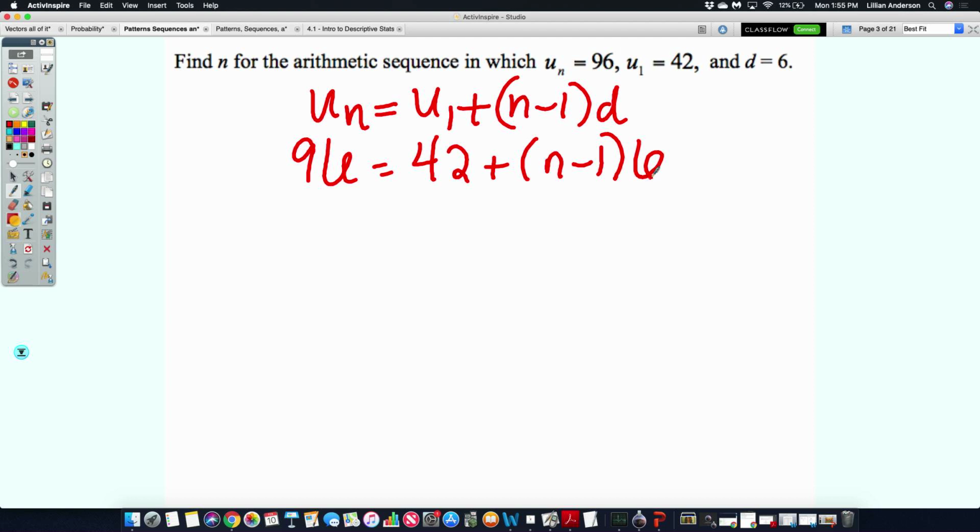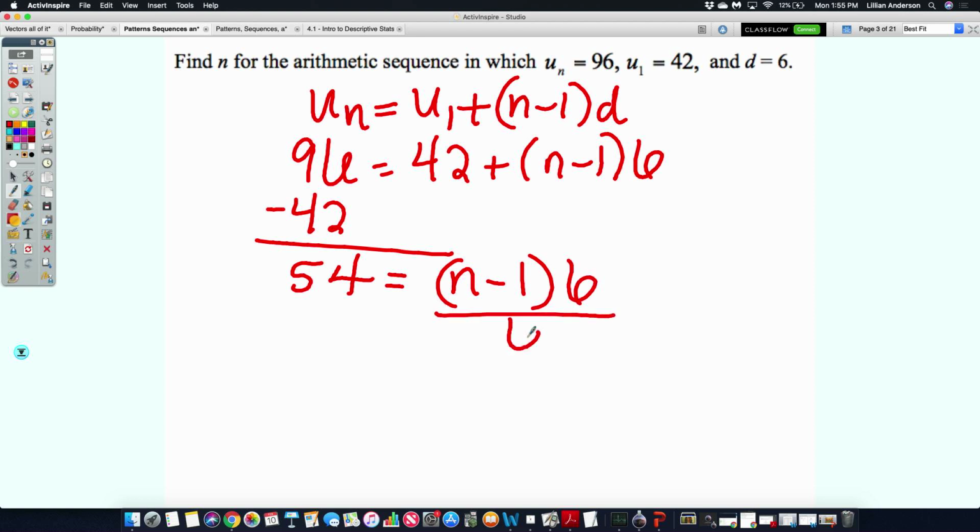Some of you guys maybe distributed and combined like terms. Me, I probably would have subtracted 42. This would have given me 54 equals n minus 1 times 6. I would have divided it by 6. This is just me though. And n would have equaled 10.